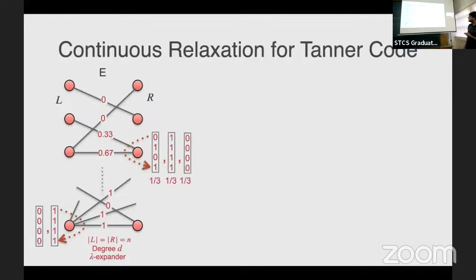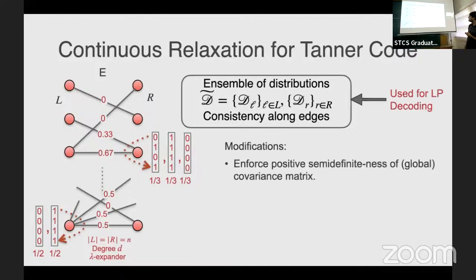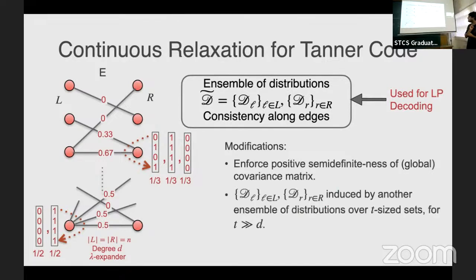The strengthening is I enforce the positive semi-definiteness of the global matrix. Still a convex constraint, so I can do that. And this allows me to do the EML step. And I ask that these distributions were actually coming from some much larger degree ensemble. And this will help me reduce the correlation.